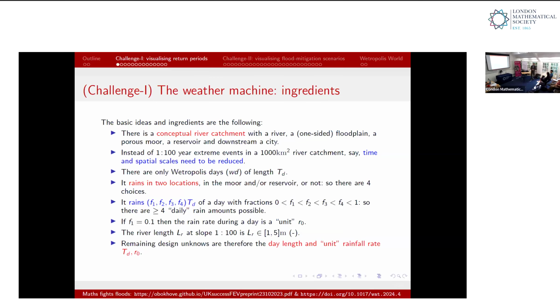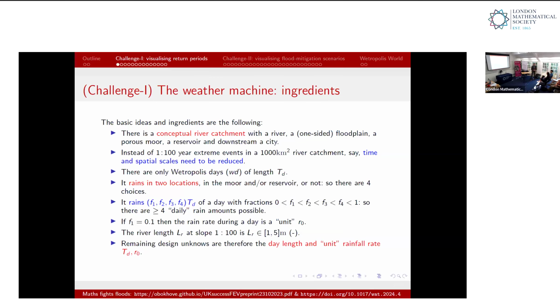Now instead of a 1 in 100-year event in a 1,000 square kilometer catchment, you need to reduce space and time scales. I always say, I don't want you, when you look at the setup, to wait for 100 years on average, because then we've all turned to dust, right?